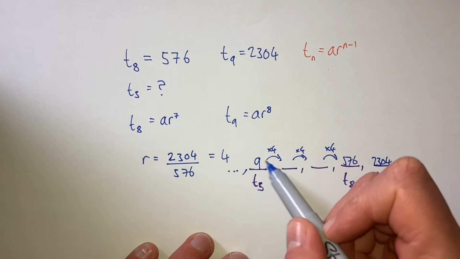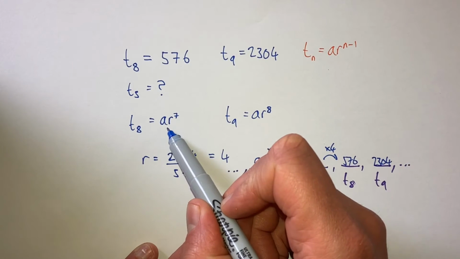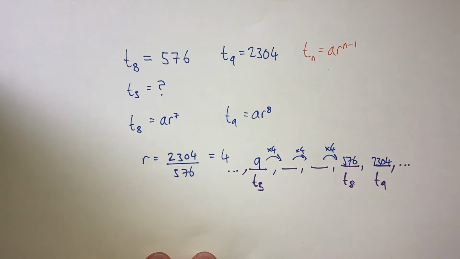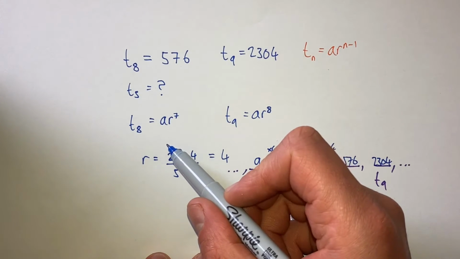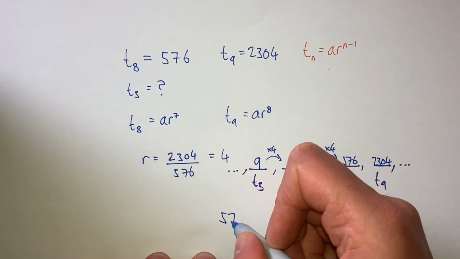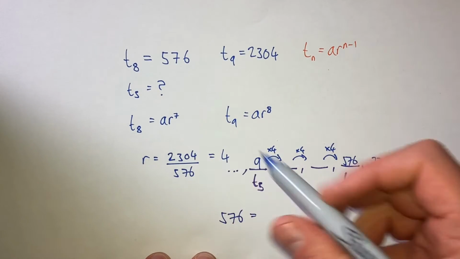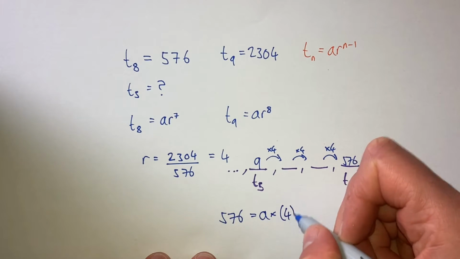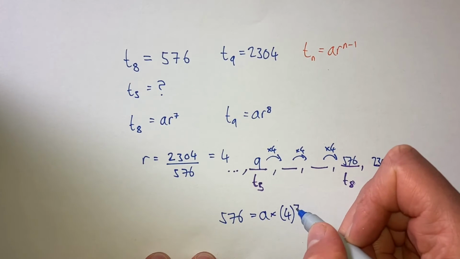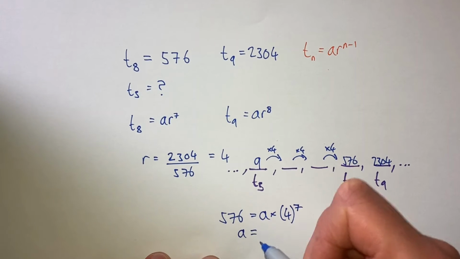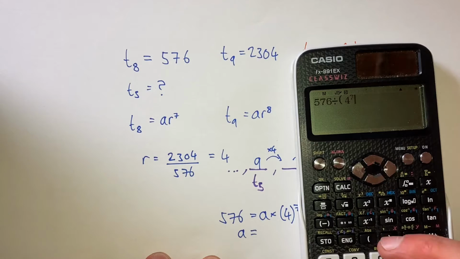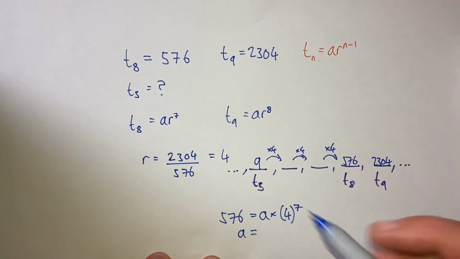We could also calculate this a different way by first working out what the value of a is. Let's do that now and see if we get the same answer. We know that the eighth term is 576, and that equals a multiplied by r, which we've calculated as 4, to the power of 7. So we can work out the value of a by doing 576 divided by 4 to the power of 7. That's 9 over 256.